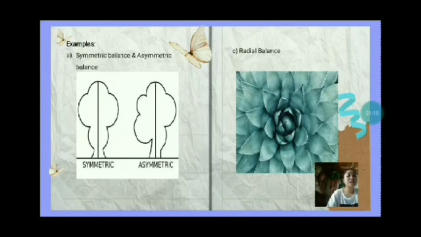So, ang symmetric balance, pareha siya. Kung unsa ang pag-drawing sa pikas, mapod sa pikas. Then, ang asymmetric balance, ano siya different. Sa pikas, lahi siya. Then, sa pikas, lahi po, dili siya kantay. So, mana siya ang example of symmetric balance and asymmetric balance.